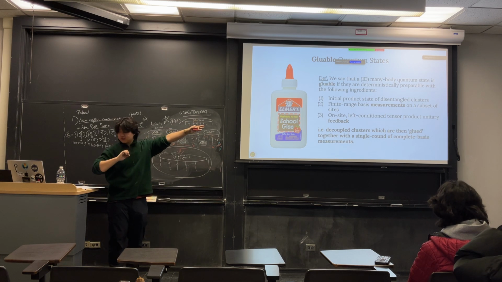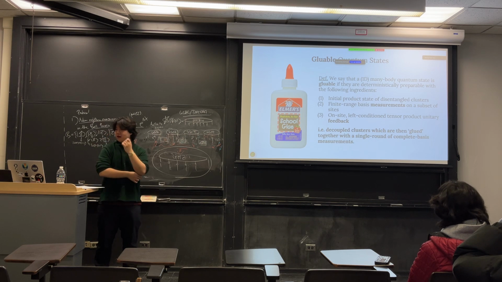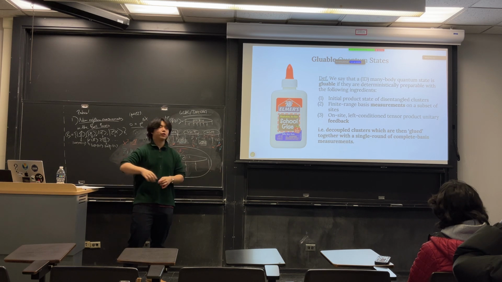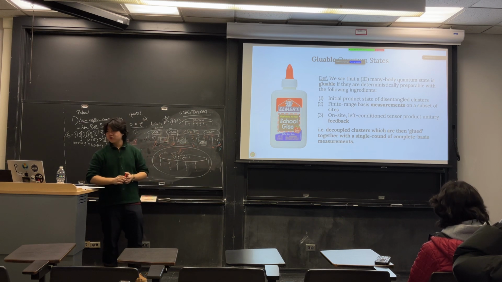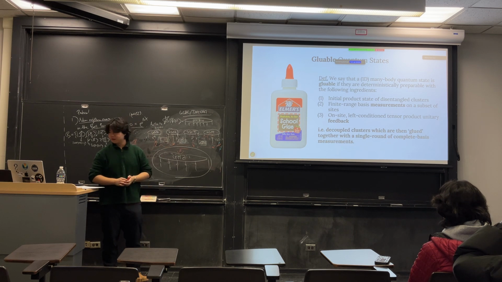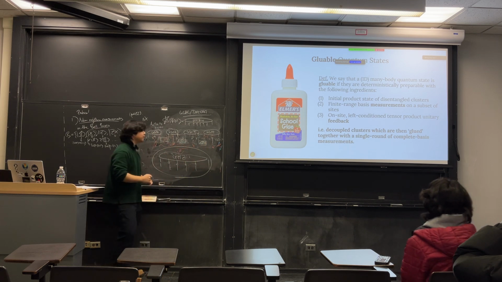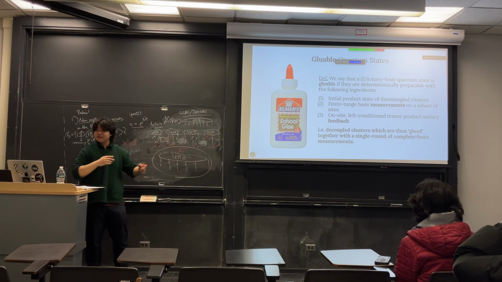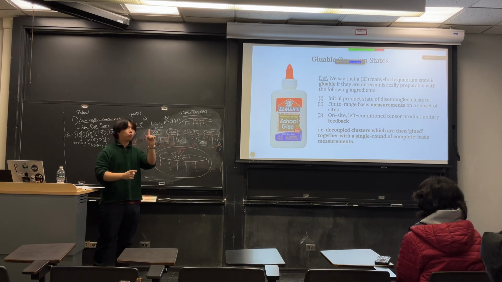And so we have these things called gluable quantum states, and the informal definition is this. We say that a one-dimensional many-body quantum state is gluable if it is deterministically preparable with the following ingredients: you have a product state of entangled clusters, then you apply nearest neighbor measurements in a complete two-qubit basis, and then you apply the tensor unitary feedback, or finite-depth local unitaries. You just need a finite amount of them, since there's a finite number of qubits, so you can only have a finite number of errors. So it's like taking decoupled clusters, which are then glued together with a single round, it's really nice, it's one physical action.